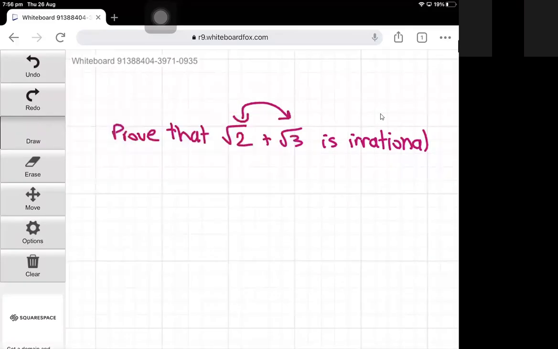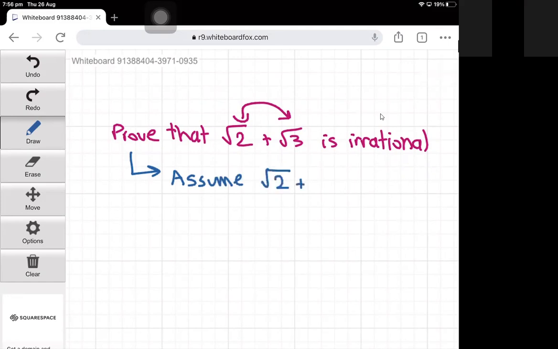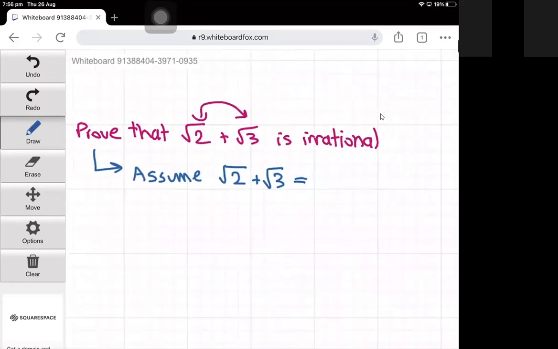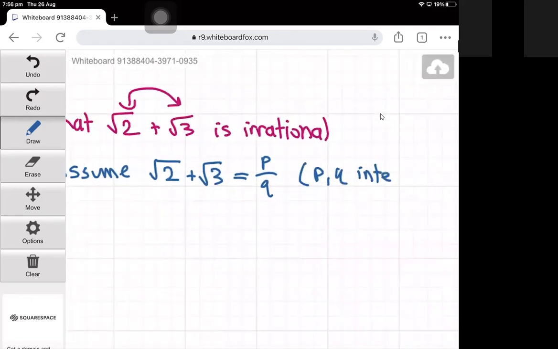To prove square root of 2 plus square root of 3 is irrational, we will use proof by contradiction. Proof by contradiction will assume, instead of square root of 2 plus square root of 3 being irrational, that it is actually rational. And if it's rational, we can write it as a fraction p over q, where p and q are integers and q is not equal to 0.